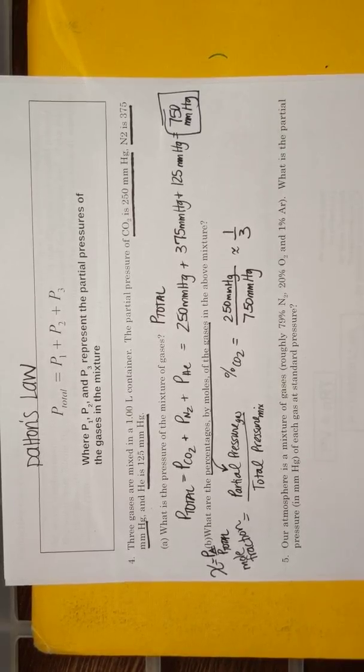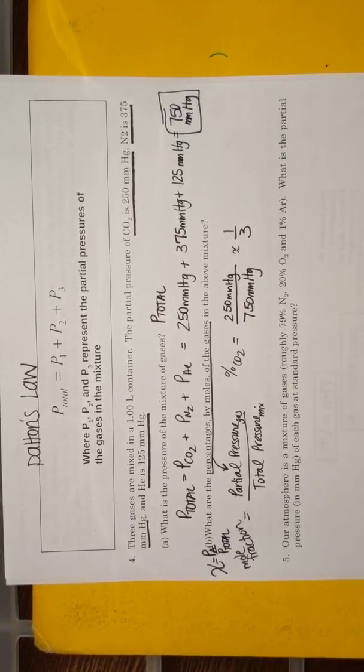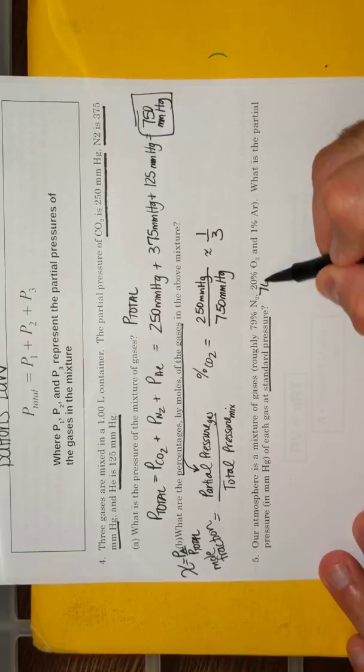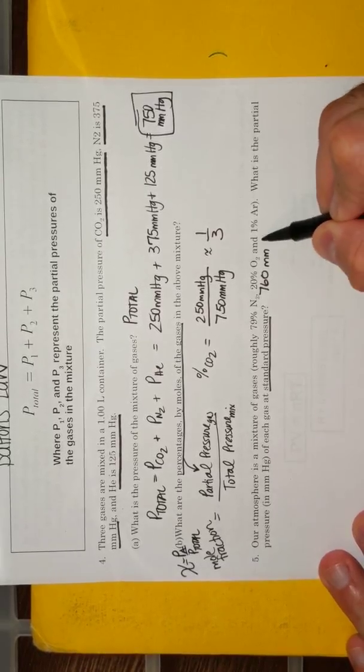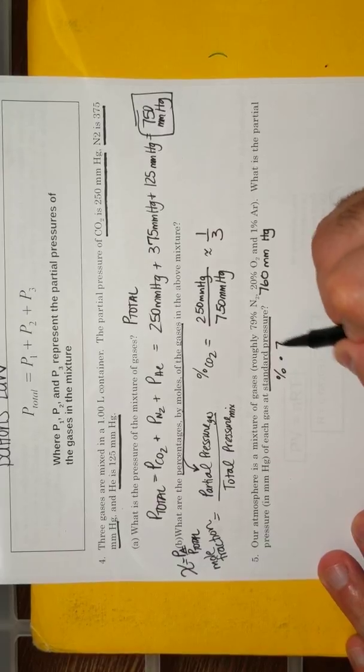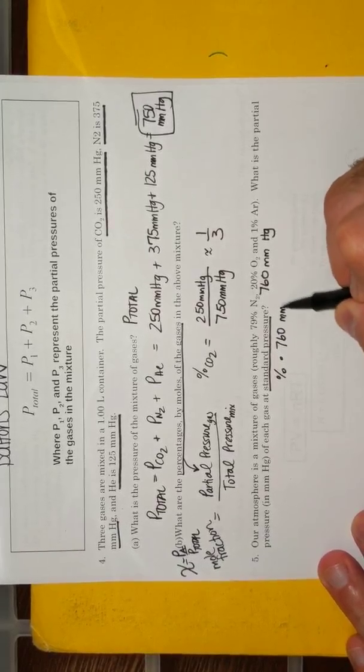I'm not going to do a video on number 5, but it requires a bit of a calculation with percentage and then knowing that the standard pressure in millimeters of mercury is 760 millimeters of mercury. So you're going to do something with this percentage and multiply it times 760 millimeters of mercury for each gas.